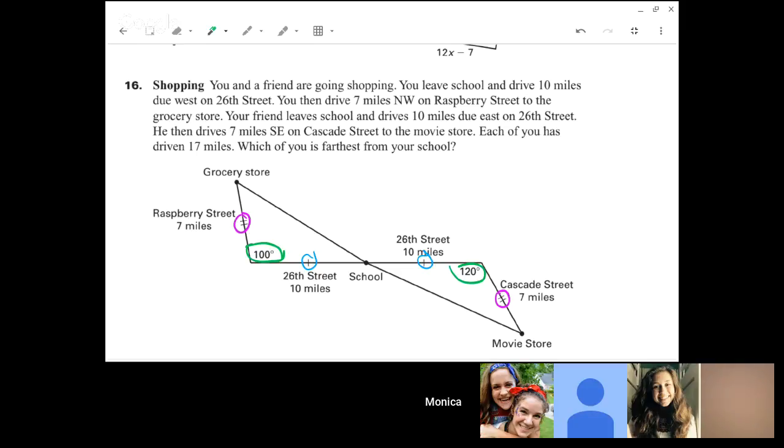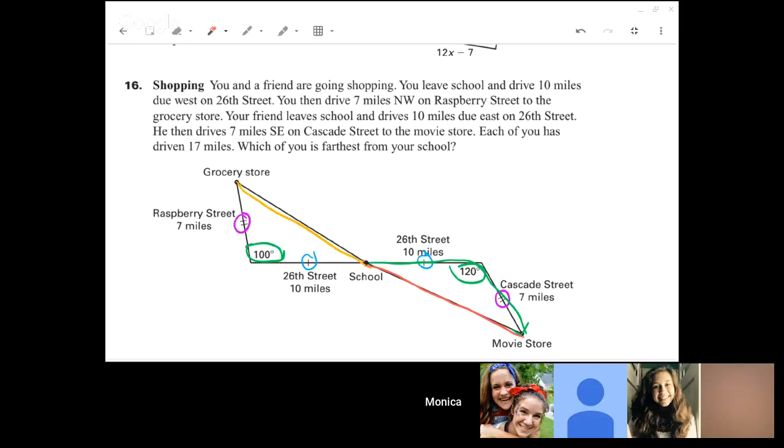So the path that you took is to go from your school down 26th and up Raspberry to the grocery store. Your friend did the other direction, which was this way, okay? So they want to know which is longer. This from the grocery store here to your school, or from your school down to the movie store.